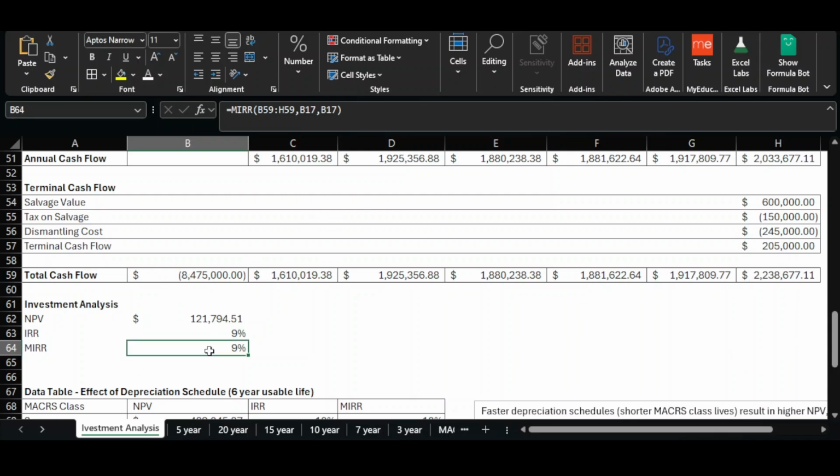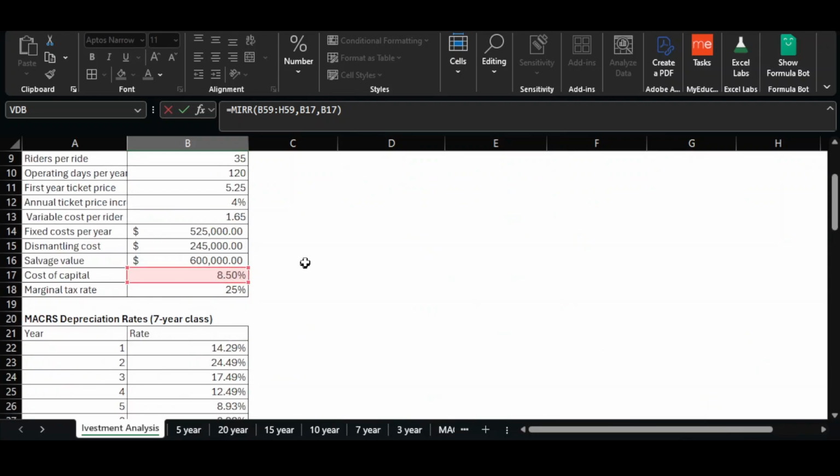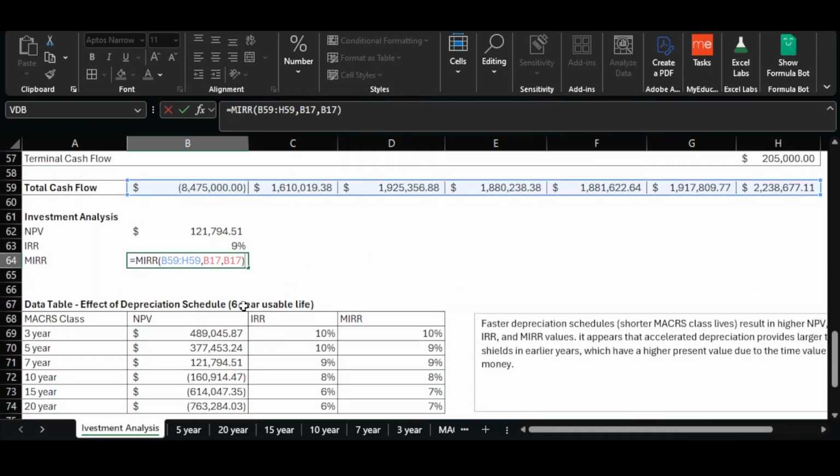Now the MIRR, this is written differently. Now it has two arguments. You have to give the blue section pointed to B59 to H59, but you also give a parameter of what the cost is, which is cost of capital. So you include the cost of capital, give it the finance rate, and then the reinvestment rate is also the same in this example. In this example, just understand that finance rate and reinvest rate is the same in this scenario.